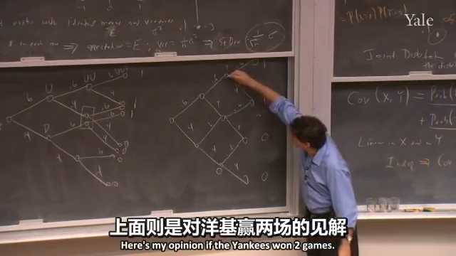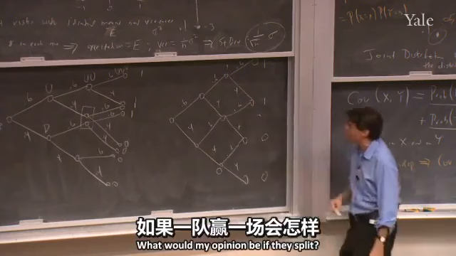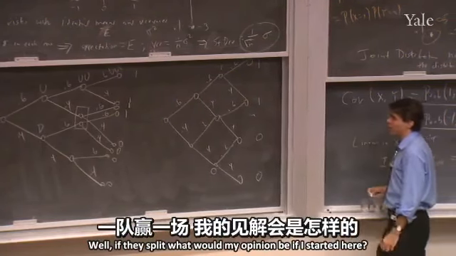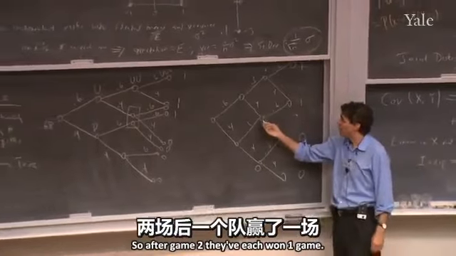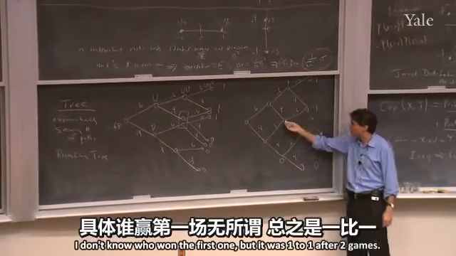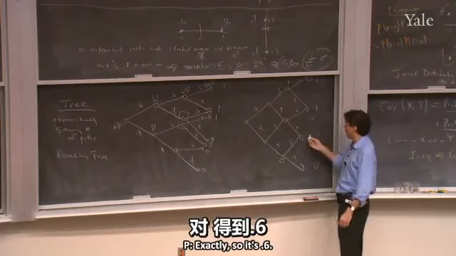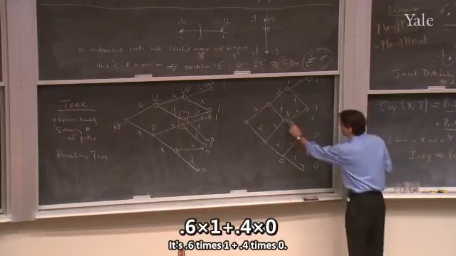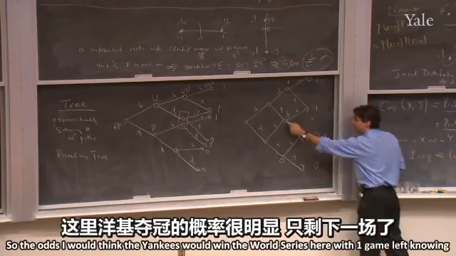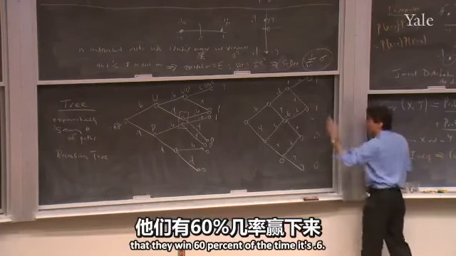Here's my opinion if the Yankees won 2 games. What would my opinion be if they split? If I started here, so after game 2, they've each won 1 game. I don't know who won the first one, but it was 1-1 after 2 games. Now what would I think? Exactly, so it's 0.6 times 1 plus 0.4 times 0. So the odds I would think the Yankees would win the World Series here with 1 game left, knowing that they win 60% of the time, is 0.6.